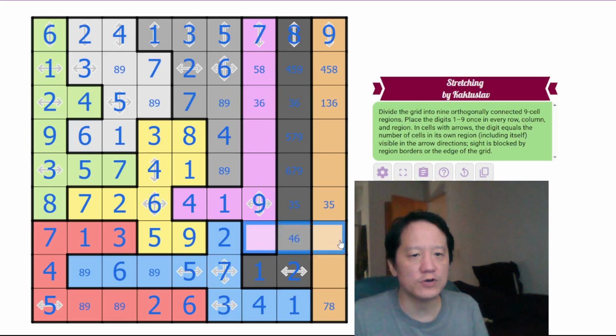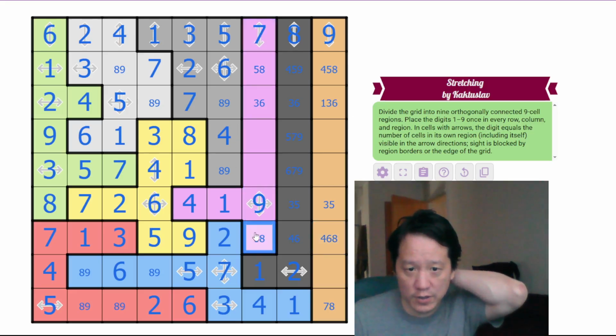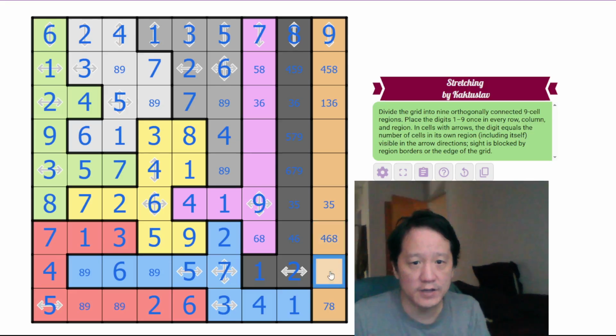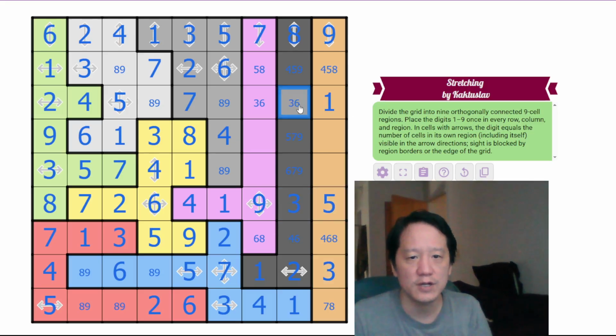Remaining digits of row 7 are 4, 6, and 8. This cannot be 4 because of 4 in the column. This is fine. Remaining digit in row 8 is a 3. So that's 3, which eliminates 3 here. This is a 3, 6 pair, which eliminates 3 and 6 in the rest of the row. So this can't be 3 or 6, it's 1. 3 eliminates 3 here, so it's 5 and 3, which eliminates 3 here, so it's 6 and 3 there.